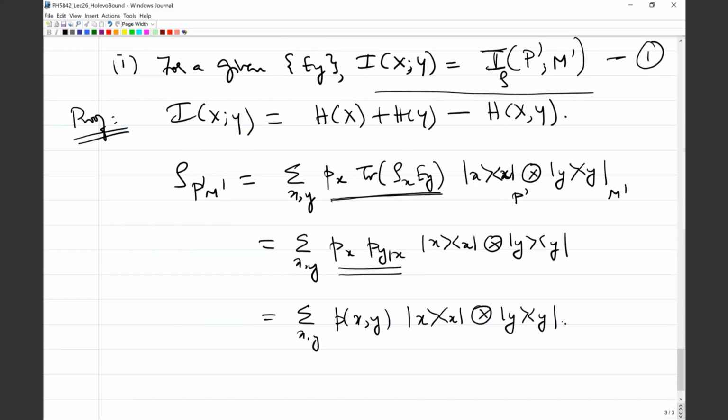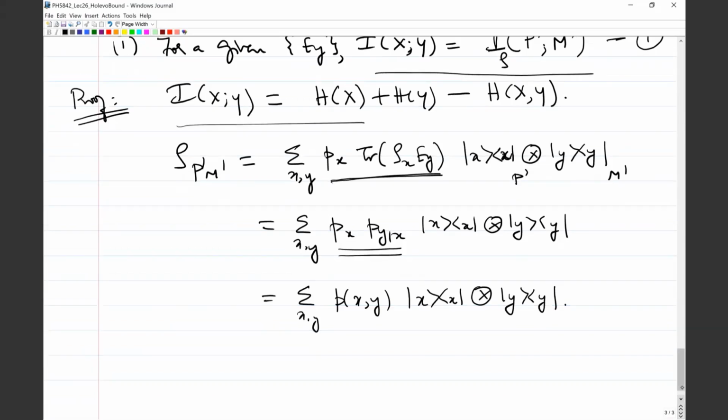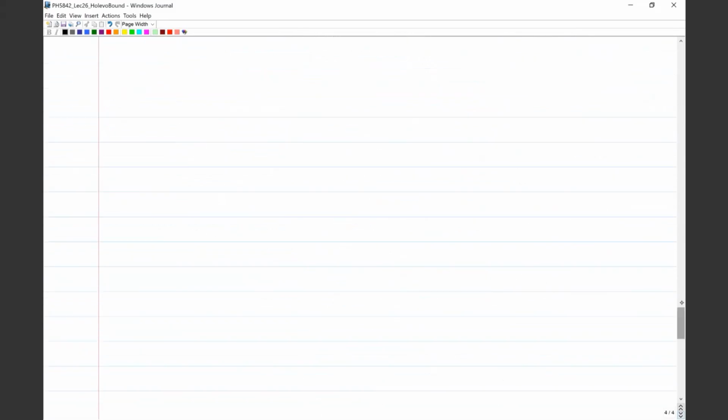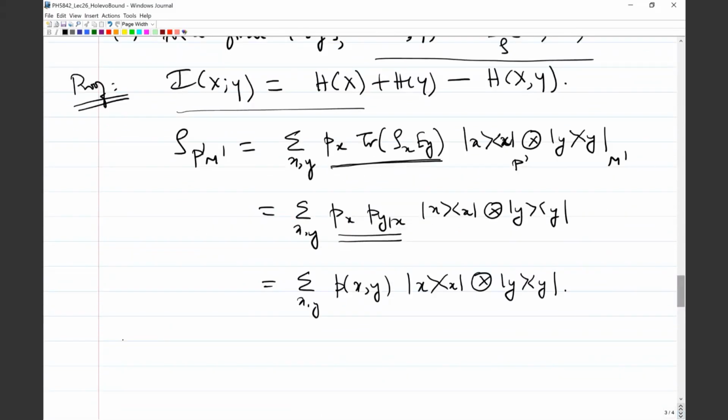So you can sort of directly read off from here that this quantum mutual information is going to be the same as this classical. But anyway, we can still do a couple of steps here. So let's define now the quantum mutual information between P prime and M prime in the state rho. This is now the von Neumann entropy of the P prime system, plus the von Neumann entropy of M prime, minus the joint, right?